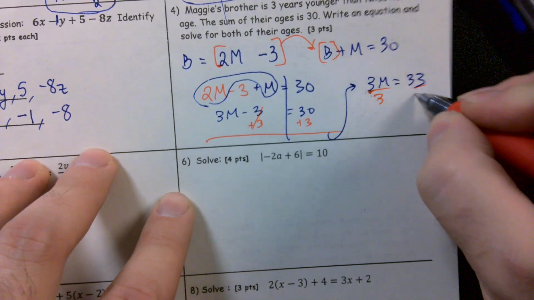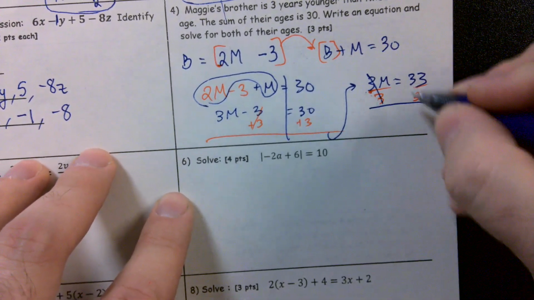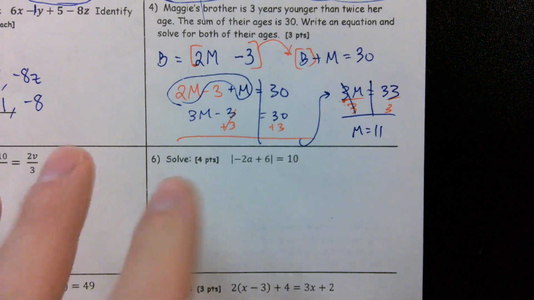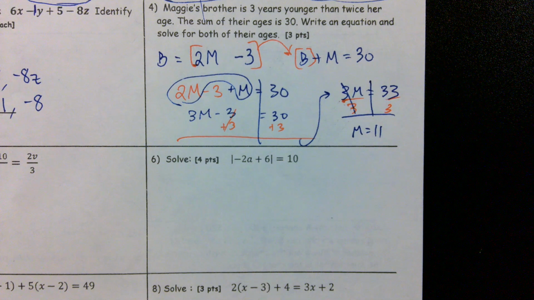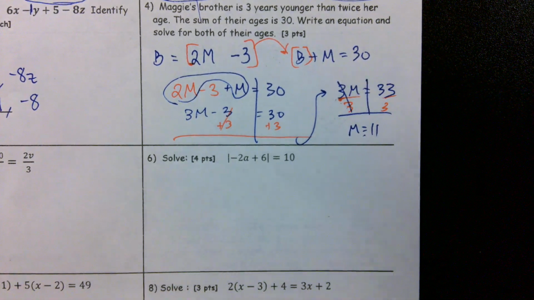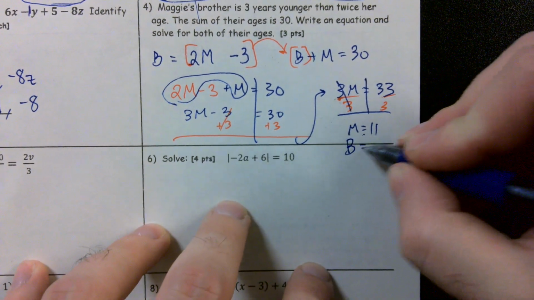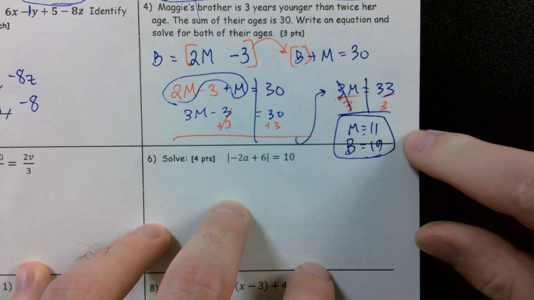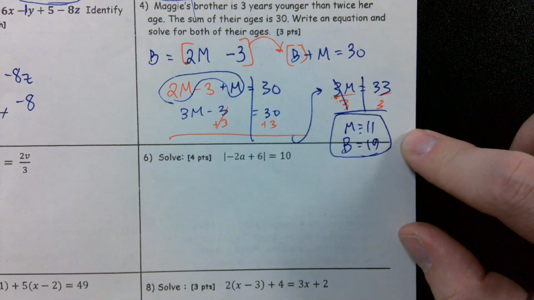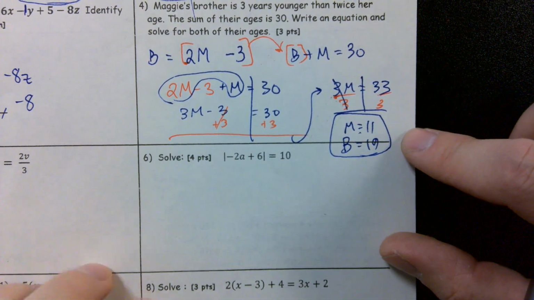I'll divide both sides by 3. What is 33 divided by 3? 11. So who's 11, Maggie or the brother? Maggie's 11. If Maggie's 11 and their ages together is 30, then how old is the brother? 19 years old. Anybody get that one right all on their own? 11 and 19? Good. Question? No? You got it right? Awesome. Perfect.